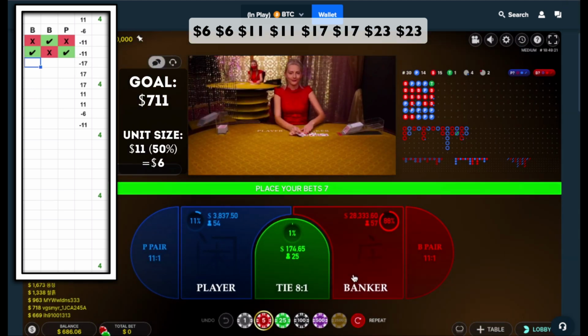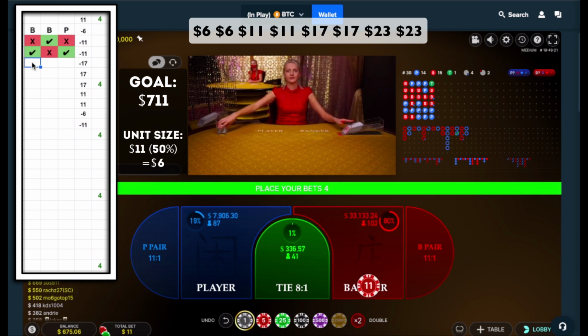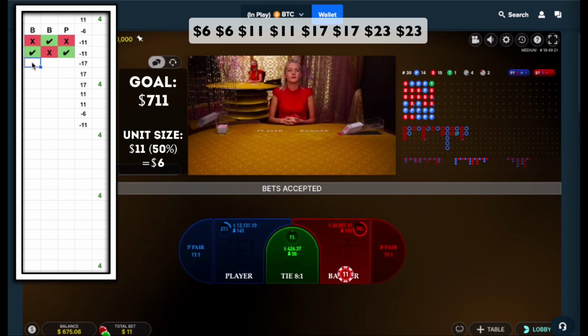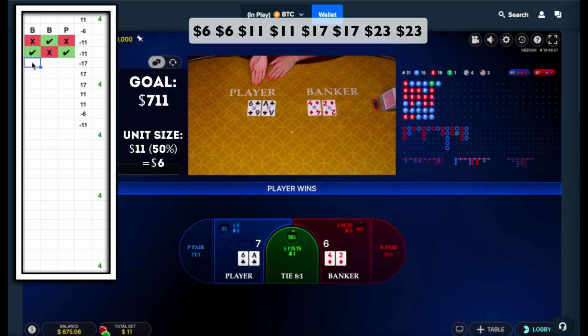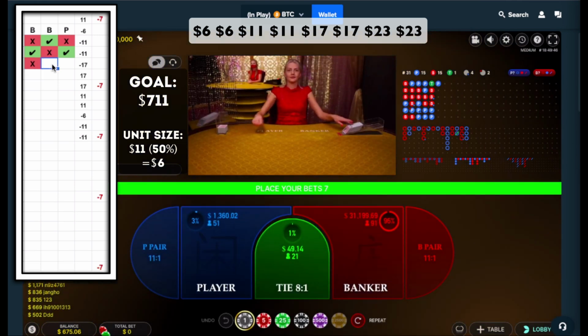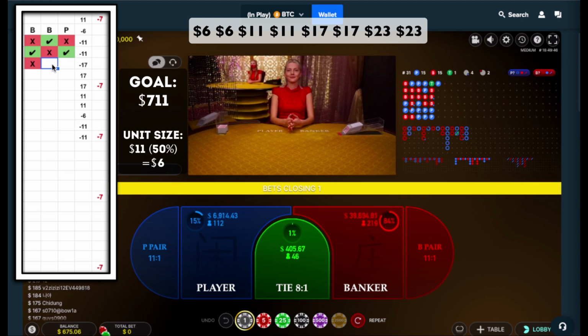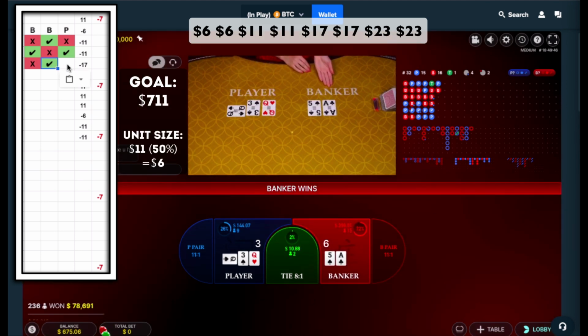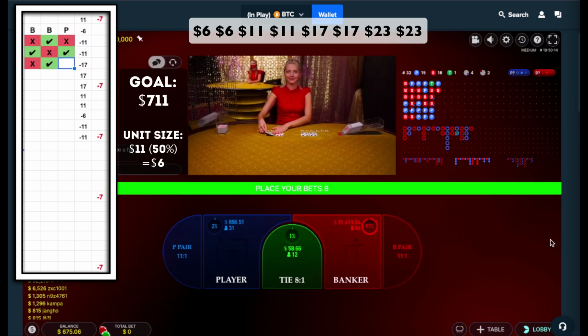Okay, looking for banker here. Nope, player wins once again, minus 11. So if we don't win our next bet, an X test formed on us. Next bet will be for $17. Okay, looking for the check mark, so 17 on player.